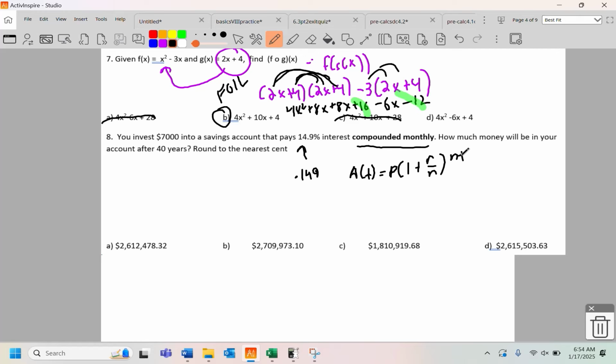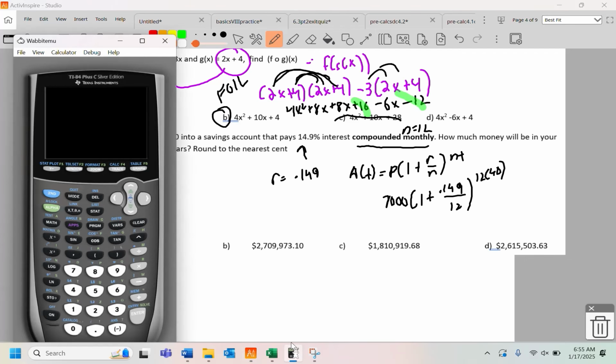I'm going to plug into that bad boy. 7,000 is my principal. This is my r. n is 12 because it's compounded monthly. Time is 40. So 1 plus 0.149 over 12, and the exponent is 12 times 40.